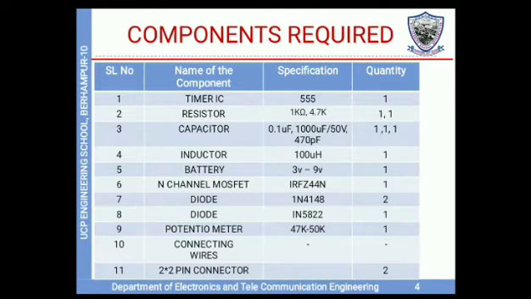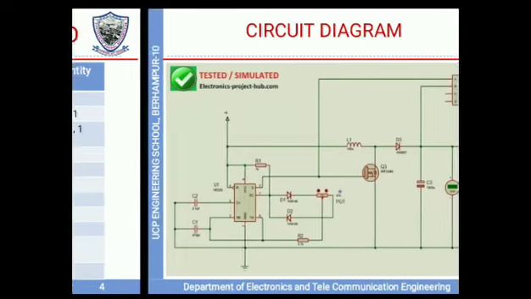Components required: 555 timer IC, resistors 1K and 4.7K, capacitors 0.1 microfarad, 1000 microfarad and 470 picofarad, inductor 100 microhenry, battery 3 volt to 9 volt, IRFZ44N MOSFET, 1N4148 diode, Zener diode, 1N5822 Schottky diode, 47K to 50K potentiometer, connecting wires and 2-pin connector.